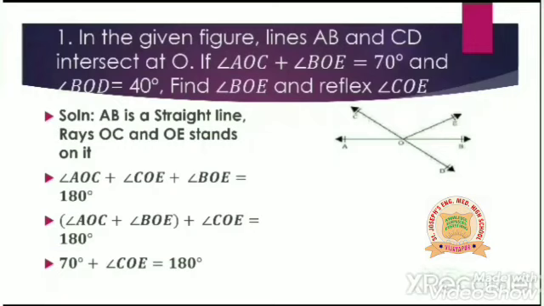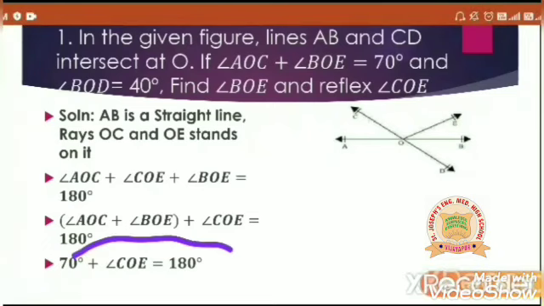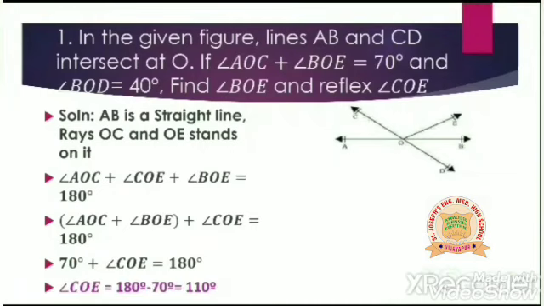Now, AOC plus BOE is 70 degrees, and 70 plus COE is equal to 180 degrees. If you take that 70 to this side, it will become minus 70. So COE is equal to 180 minus 70 degrees, that is equal to 110 degrees. We have got the value of COE. But we are not finding COE, we are finding the reflex of COE. Reflex of COE means 360 minus 110, since angle COE is 110. Subtracting it from 360 degrees gives 250 degrees.